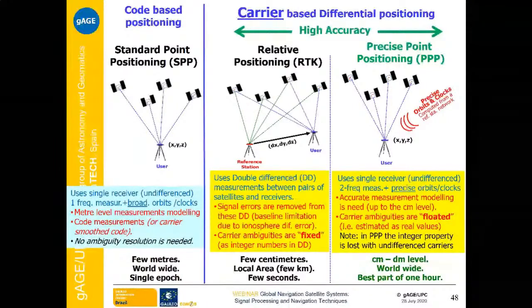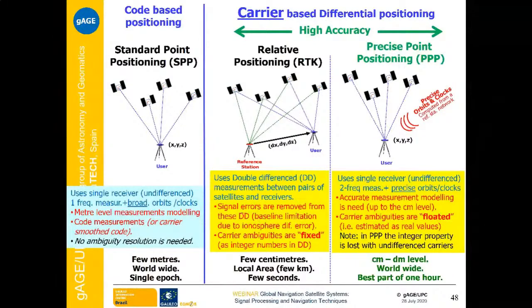This was not the case when using double differences, when using RTK, because most of the error cancels in these double differences. Here we need to model everything. One example is, as I commented before, the solid tides, or the antenna phase center, or another term, the wind-up in the carrier.